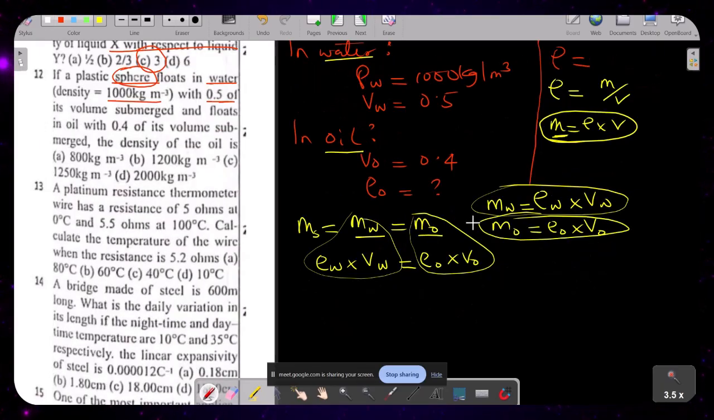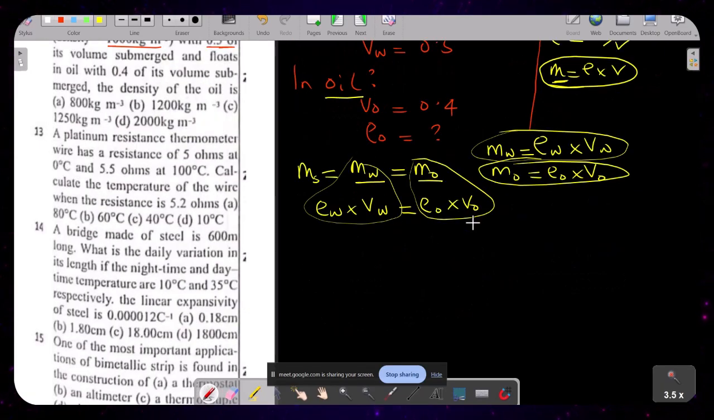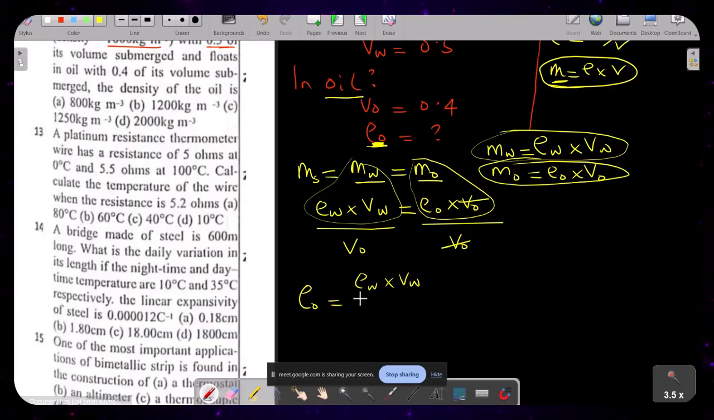All right, so let's proceed. We're looking for the density of oil, so I will now divide both sides by the volume of oil. You cancel. The density of oil is going to be density of water times volume of water all over volume of oil. So what is the density of water? The density of water is going to be what?